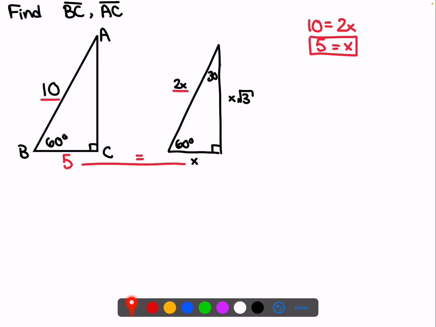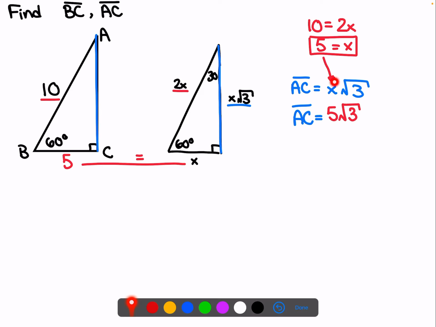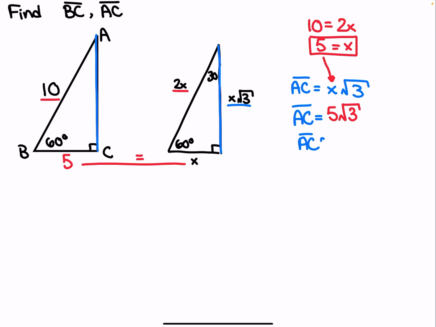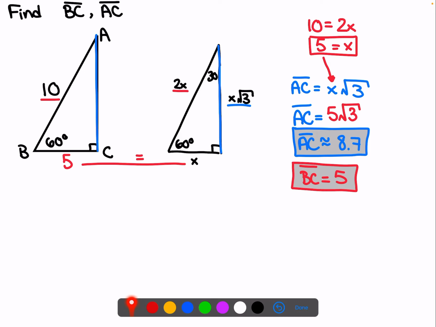Lastly, we need to solve for AC. AC is the side opposite 60 degrees, so that maps with x radical 3. So therefore, I can say AC equals x radical 3. Substituting 5 in for x, that would leave us with AC equals 5 radical 3. Now again, we're going to be rounding to the nearest tenth when we're going through these problems. So we're going to enter this into our calculator to get our final answer of AC being 8.7, and again, BC is equal to 5. So those are our two correct answers.